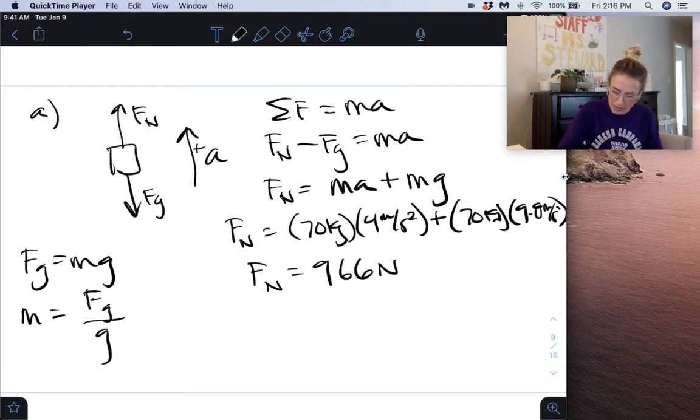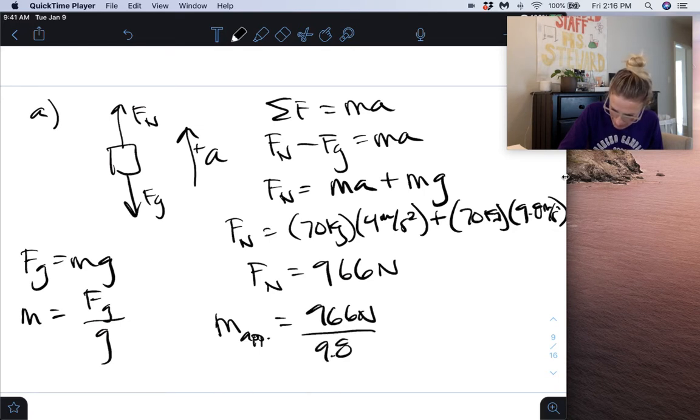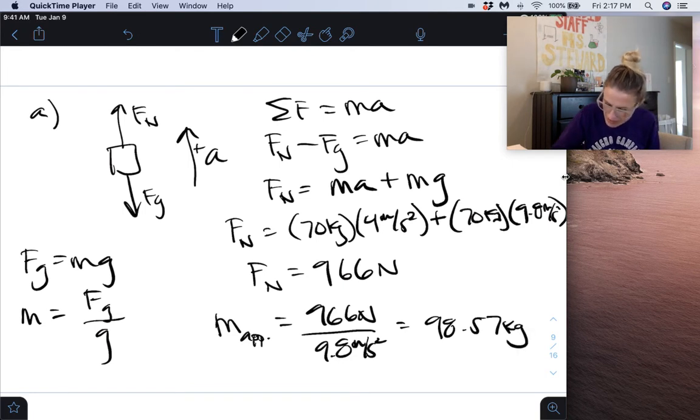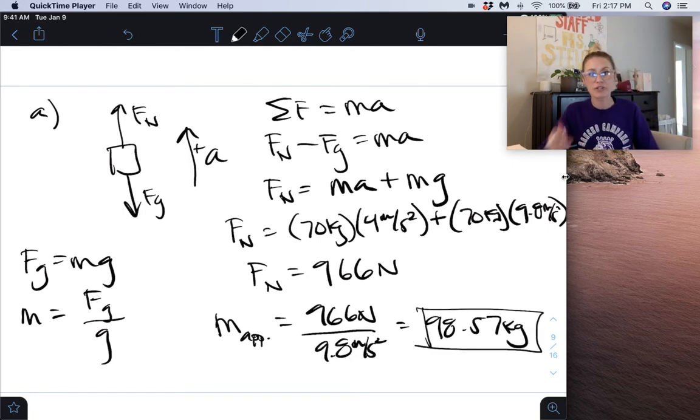All right, so if we divide this number by 9.8, the apparent mass is equal to 966 newtons divided by 9.8 meters per second squared. And so we get 98.57 kilograms, sorry. So notice how this is a larger number, right?